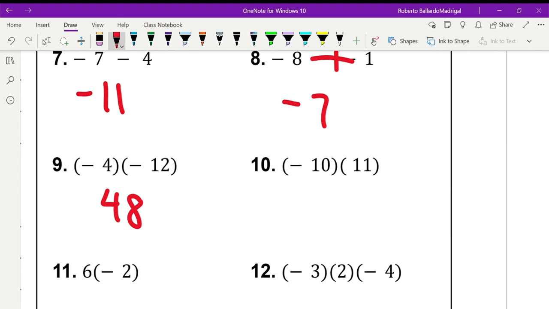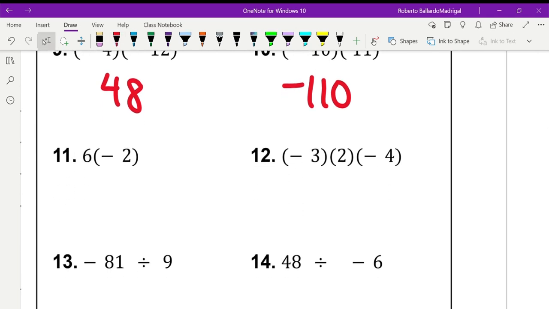Who haven't I heard from yet? I have a lot of people that haven't volunteered yet. Go ahead. Negative 110, yes. Excellent. 6 times negative 2. Yes, go ahead, sir. Negative 12. Negative 3 times positive 2 times negative 4. This one's hard. Go ahead. Positive 24 is correct.